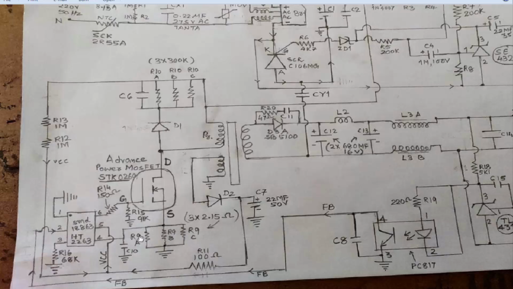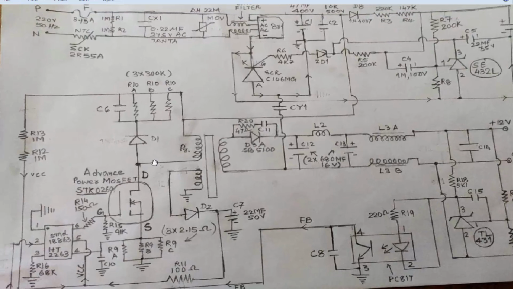Now the current will start. Due to the current flow, these 3 resistors of 2.15 ohm, 3 resistors in parallel, so the total resistance is 0.7 ohm. So the 0.7 ohm resistor is used to sense the level of current, how much current is passing through this MOSFET. The voltage drop across these resistors will feed to pin number 4 of this IC, and it will determine the amount of current. So now the current is flowing in the on time of this MOSFET.